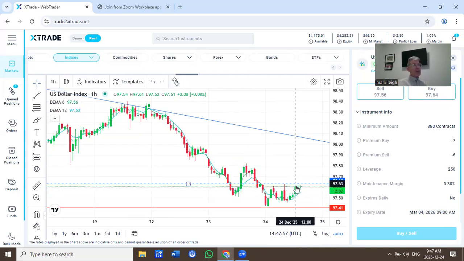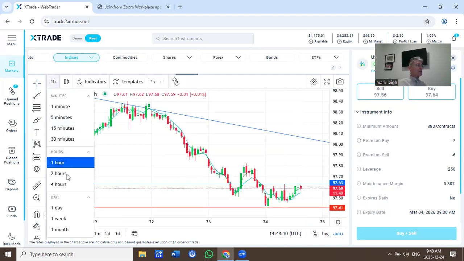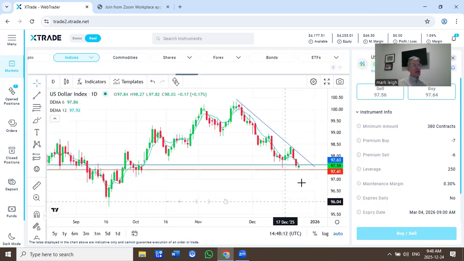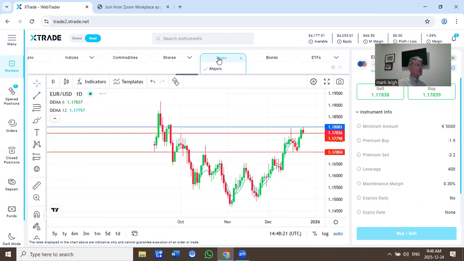If there's going to be a bounce down from here, some range trading, perhaps selling off resistance levels, buying off support levels, sellers will be looking down at the 97.41 support level. If I just zoom out to the daily, you can see US dollar has started the day strong. We'll see whether that continues through the US session. Let's have a look at the majors.